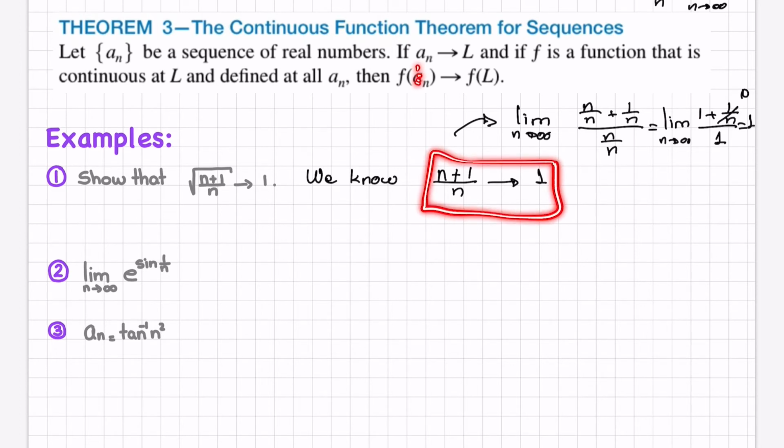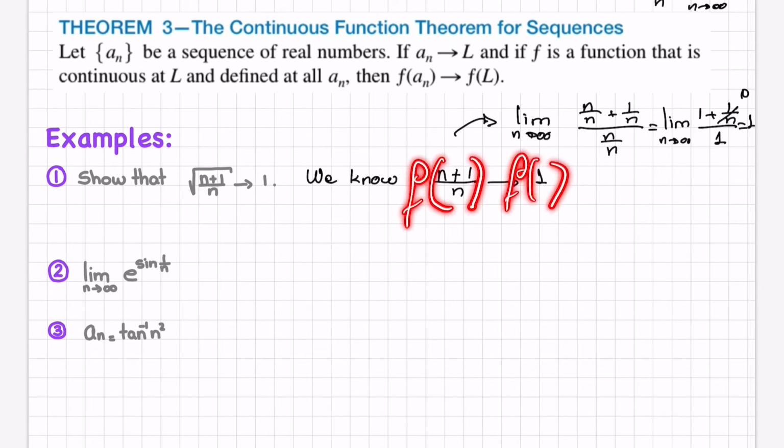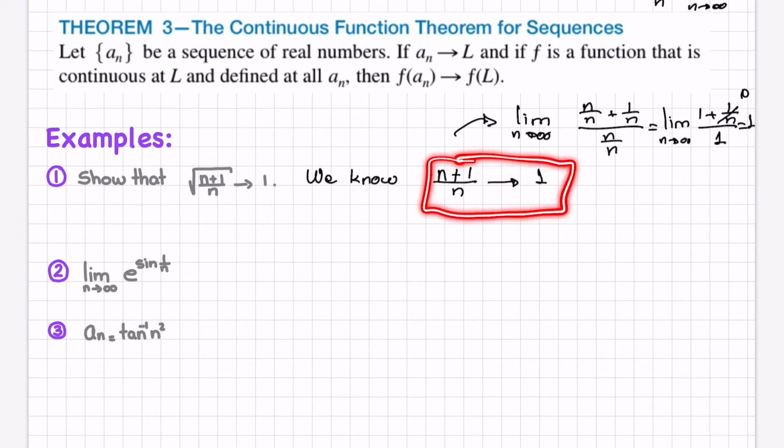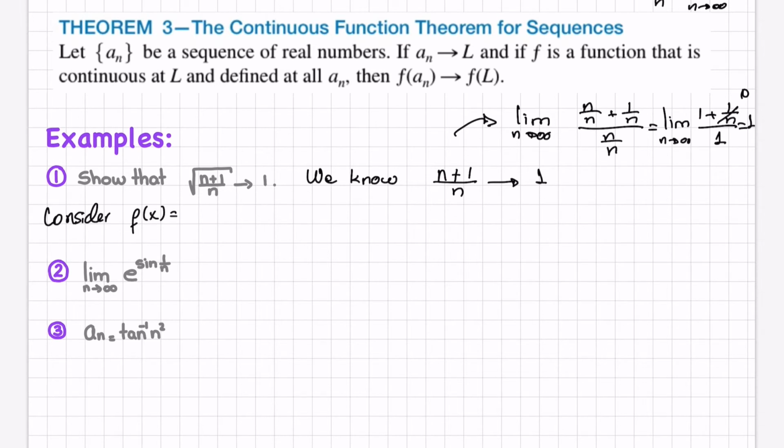So what the theorem says is that if the function f is defined for all these numbers, taking f of this would approach f of that. In order for us to go from this that we know to this that we don't know, you need to take the square root there. So consider f to be root x, that function.